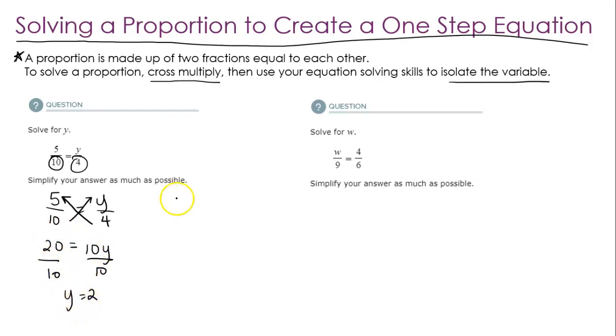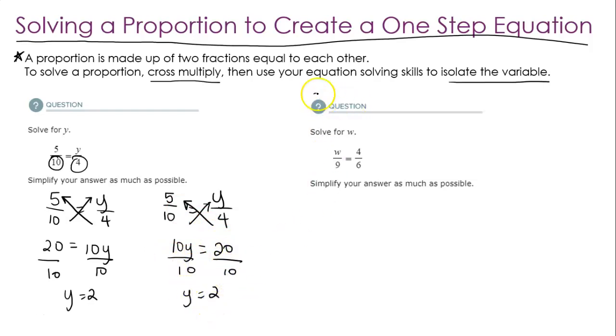There's a lot of concern always over how you set this up, and the reality is it doesn't matter. As long as you do 5 times 4 and 10 times y, you could have switched sides. 10 times y could have been 10y, 5 times 4 could have been 20. We still divide both sides by 10, and we still at the end have that y is 2. You pause the video and try this one on your own.